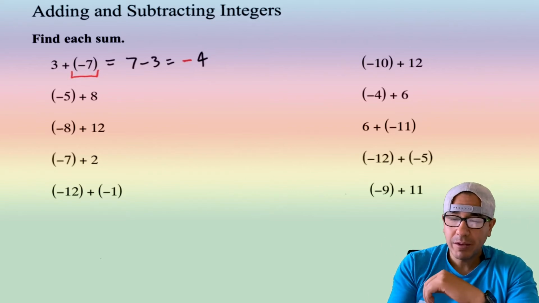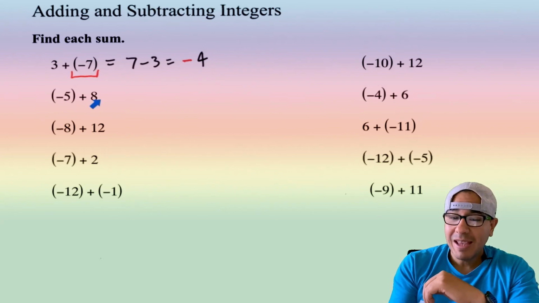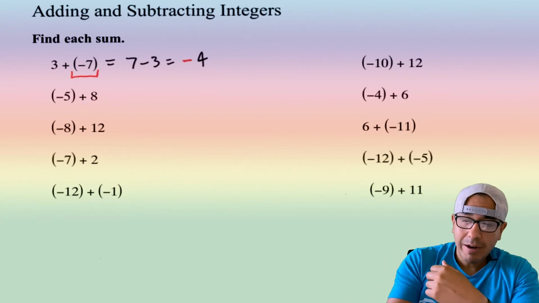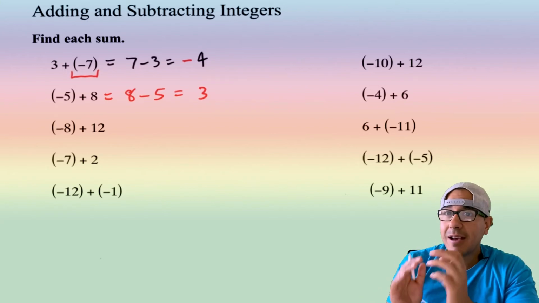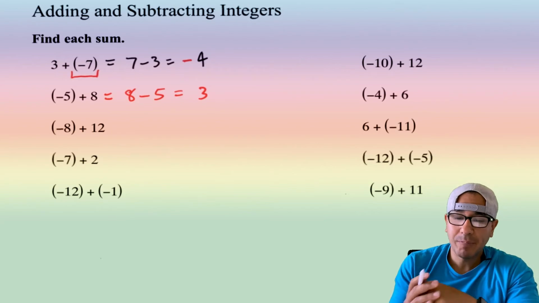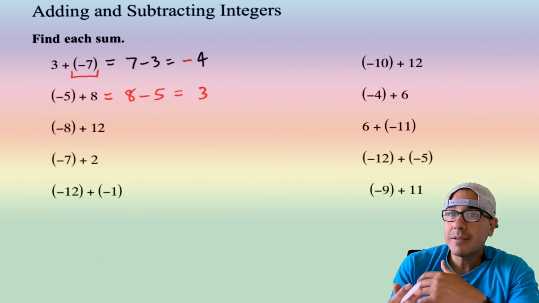Let's do some more. All right, here, when I look at these, they have different signs. The 8 is larger and it's positive. So my answer is going to be positive. Let's check it out. According to our rules, we subtract big number minus small number. We get 3 and you keep the sign of the larger number. So that's why it stays positive 3. So again, if there is no sign in front, we assume that it's positive.